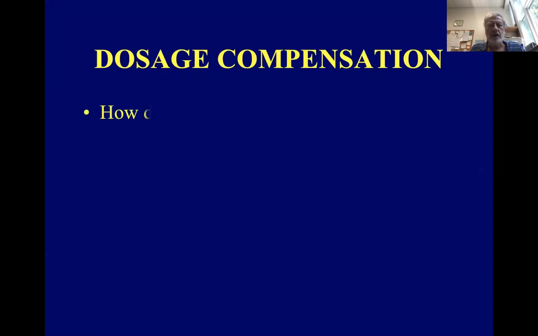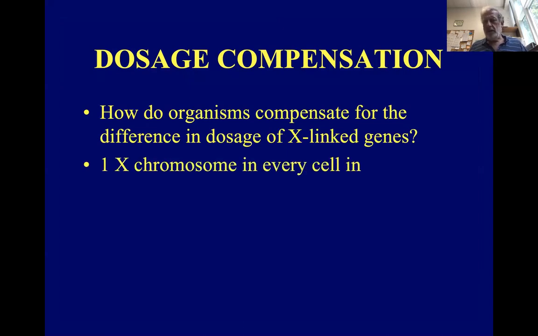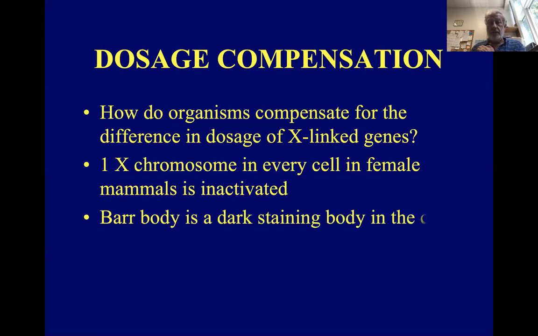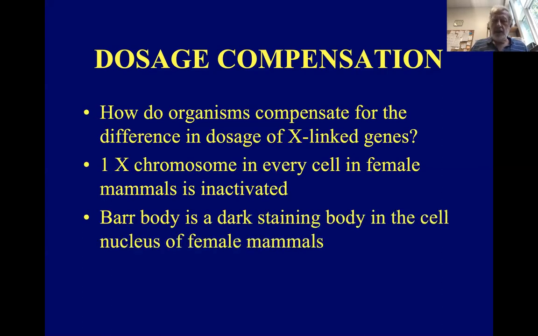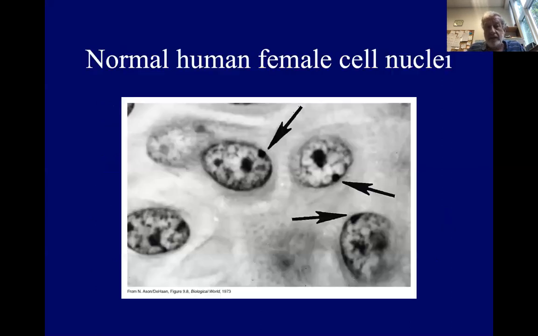Lastly, dosage compensation deals with how organisms compensate for this difference in dosage of X-linked genes, where females have twice as many as males. Well, in mammals, one X chromosome is inactivated in every cell during embryonic development. This inactivated X chromosome is referred to as a Barr body, named for the guy who discovered it. And it's a dark staining body in the cell nucleus. And it's really a tightly coiled heterochromatic X chromosome that's been inactivated.